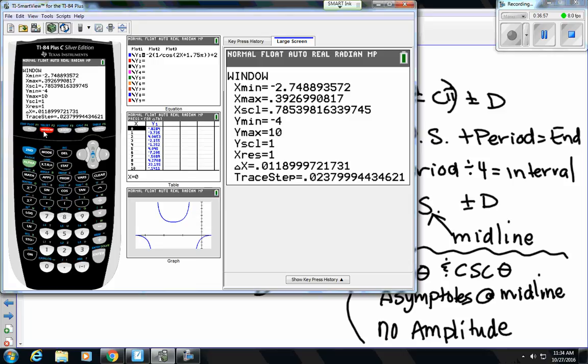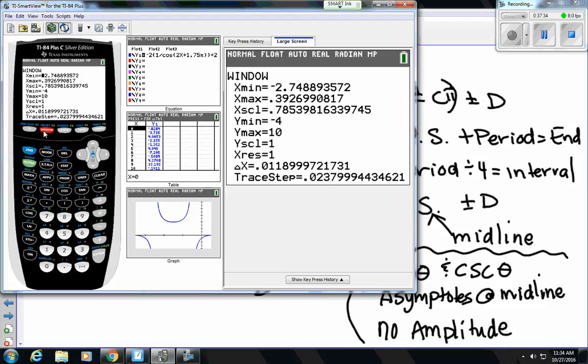And then how do you get the x max? It's our ending point. What was our ending point? Okay, so that's what you put in. And then scale refers to the interval width. What was our interval width? Pi over 4. So put in pi over 4. And then I set my y minimum to -4 and my y maximum to 10. That's just because these kind of go on forever, so I want to be able to see what I'm doing.